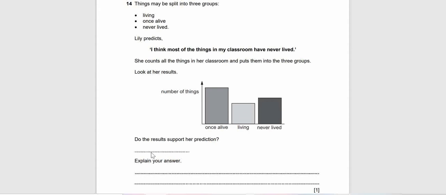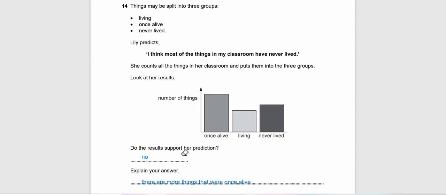Okay, let's open up the answer, guys. Alright, so it's no. Lily said, I think most of the things in my classroom have never lived. The highest bar column here is once alive, not never lived, which is second, so it's no. Explain your answer: there are more things that were once alive here, which has the highest bar graph.